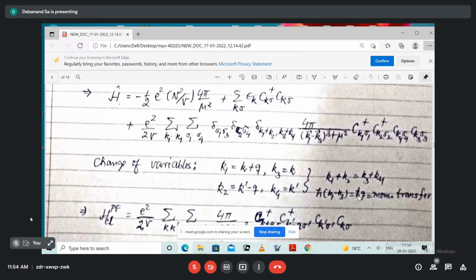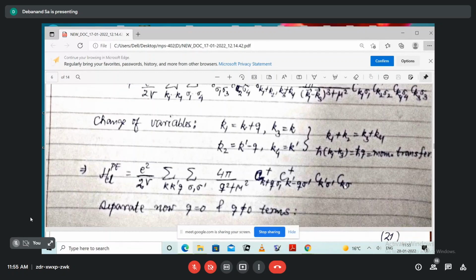So if you have a two-body scattering, and if you have a potential like this, something like this, then there's a momentum transfer. Okay, and that could be very clear from here. So you can write down potential energy in this language 4 pi by q square plus mu square, and this is what it is, k plus q dagger, k prime minus q dagger with sigma prime. This is sigma, and this is k prime sigma prime and k sigma.